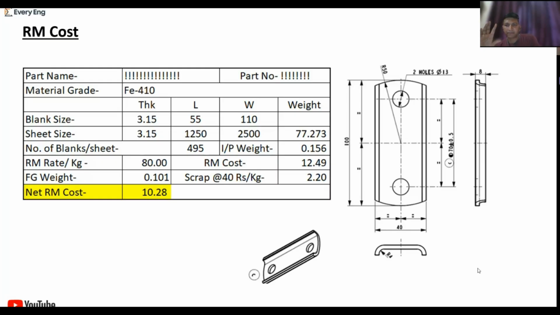So we have a sheet metal component. This size is 100 mm and 40 mm, and another is 8 mm. So sometimes we calculate the envelope size of the component. Envelope size of the component is 100 mm, 40 mm and 8 mm. So after opening the blank, what will be the size of the blank? 55 mm and 110 mm. And component thickness is 3.15. Material grade is Fe410.